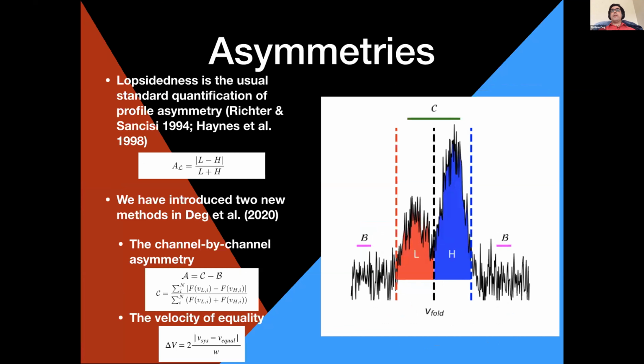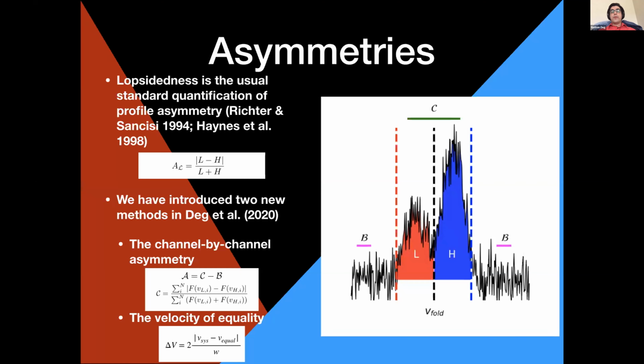People have been working on this for a while, and they usually use the lopsidedness statistic, where you look at the flux on either side of the systemic velocity. In our work, we introduced two new methods: a channel-by-channel asymmetry, where you choose some folding velocity, not necessarily the systemic velocity, and compare the pairs of channels on either side. The other statistic we introduced is the velocity of equality, where you find the velocity where the flux is equal on either side, compare it to the systemic velocity, and normalize it by the width.